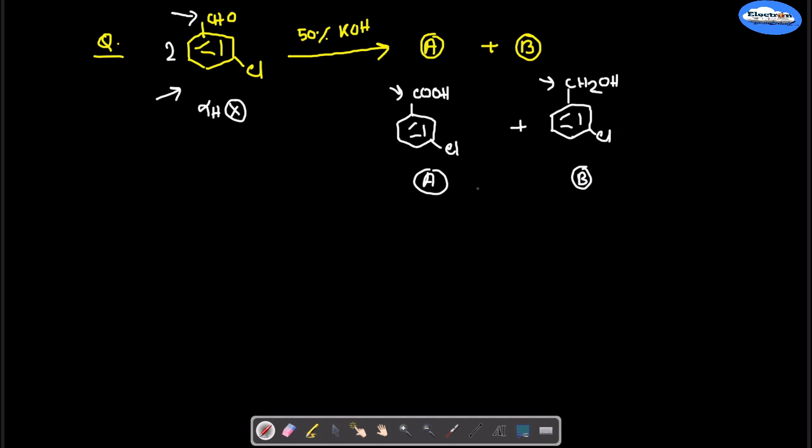Sometimes it is given that, instead of giving this COOH, they may give you COO minus and hydrogen is not present there. So that will be fair enough to predict that this is also the Cannizzaro reaction's product, and thus this can be solved.